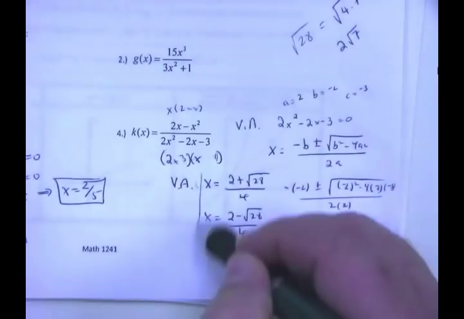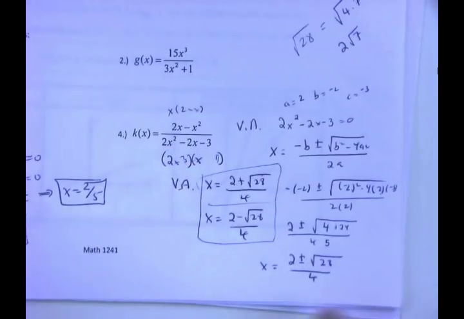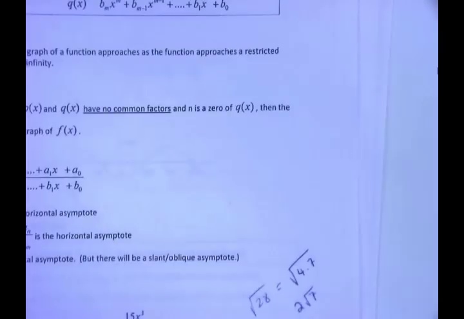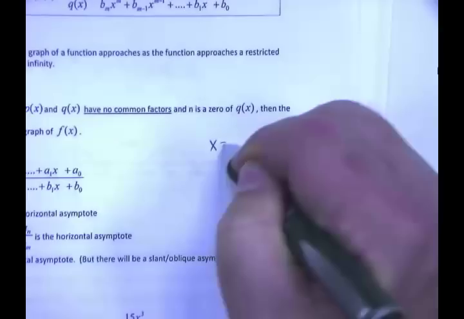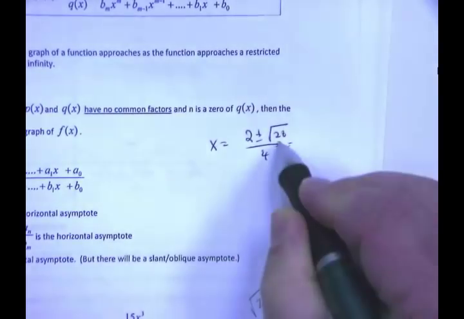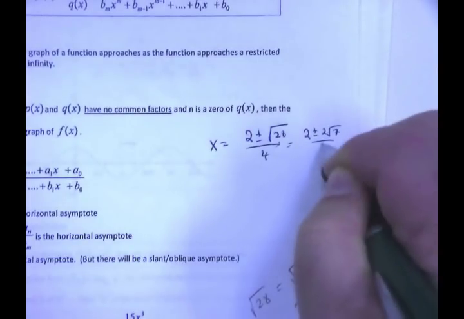But in terms of WebWork, they would accept this. I probably should show you this, guys. If I wanted to clean these guys up, let me slide it up here so I can clean it up. If I have x equal to 2 plus or minus the square root of 28 over 4, the square root of 28, that's 4 times 7. The square root of 4 is 2. So this is 2 plus or minus 2 square roots of 7 over 4.